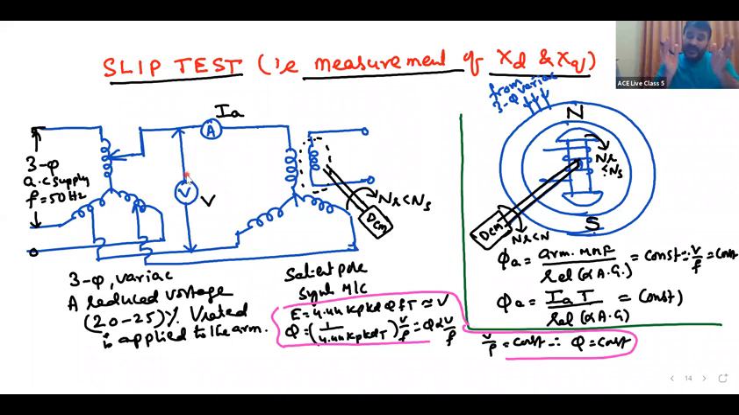Dear student, I am not operating this machine as a synchronous machine because there is no DC excitation, and I am not rotating at synchronous speed. I am just testing the machine. I want to measure XD and XQ. For that, we have to do it like this only. We will see why we do it like that.